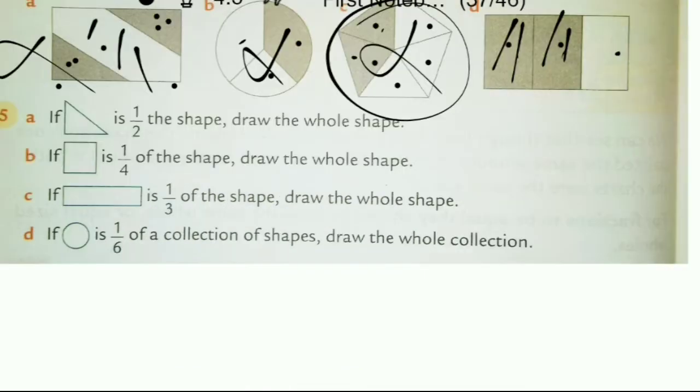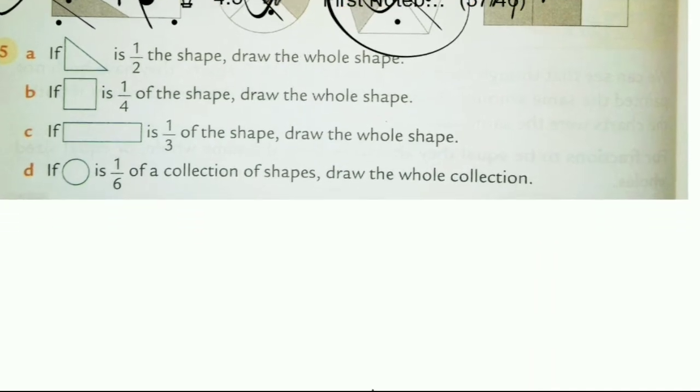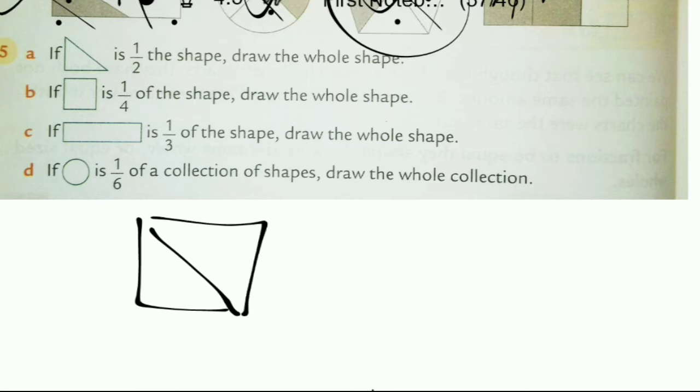Number 5. If this is 1 by 2, the shape, draw the whole. See, this is the 1 by 2 part. We can draw the whole part, so we can draw like this. 1 by 2 means half. So half and half will make 1.